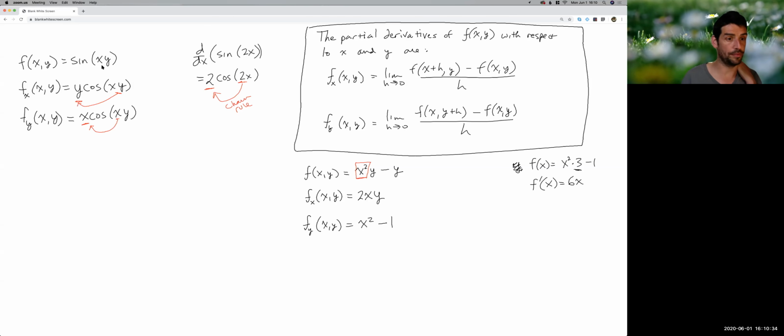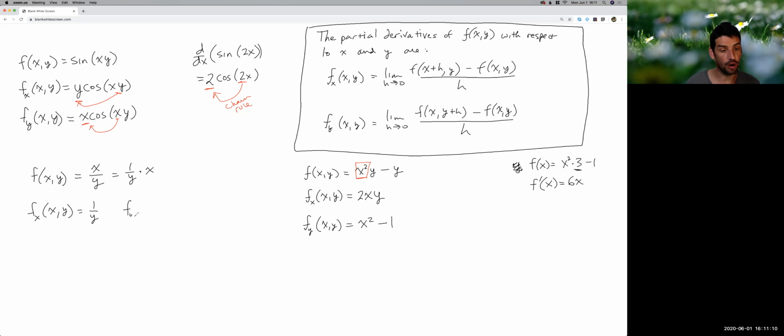All right, let's do one more. Let's do f of x, y is equal to, how about x over y? So now, maybe to make this look a little bit easier to deal with, this is 1 over y times x. If I'm taking the derivative with respect to x, 1 over y is a constant, and we're multiplying a constant times a variable, the derivative is just the constant.